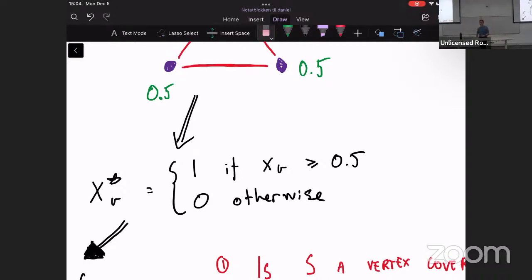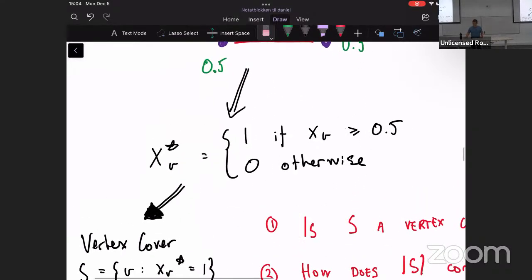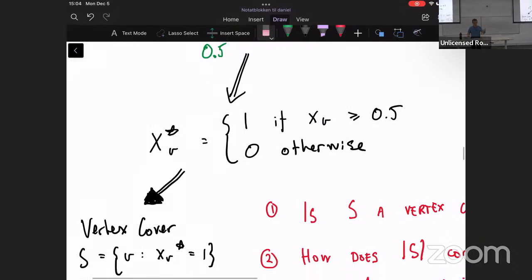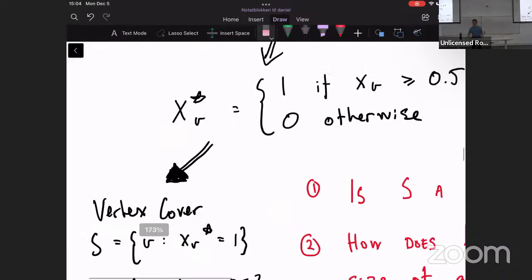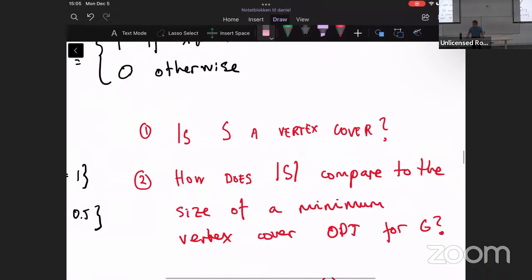Okay, now this is a non-trivial statement. This of course now corresponds to a solution to my LP. It might or might not be a feasible solution, but it corresponds to a set of vertices. I look at the vertices which are 1 after rounding, and I claim that this is actually a vertex cover. Why is that? Well, the first question is, is it a vertex cover? And the second is, how does the size of this thing compare to the size of a minimum vertex cover for the graph?